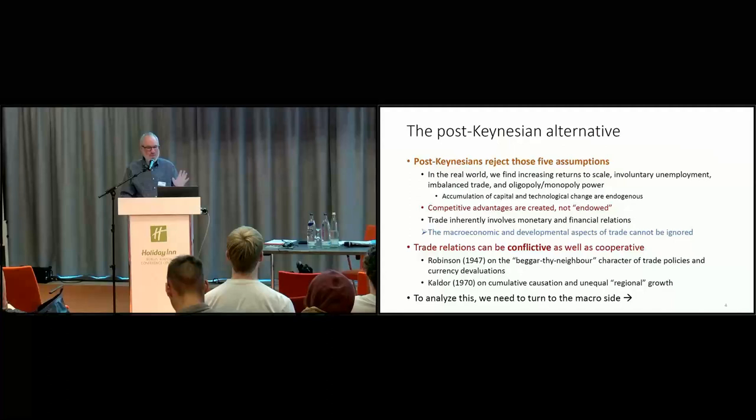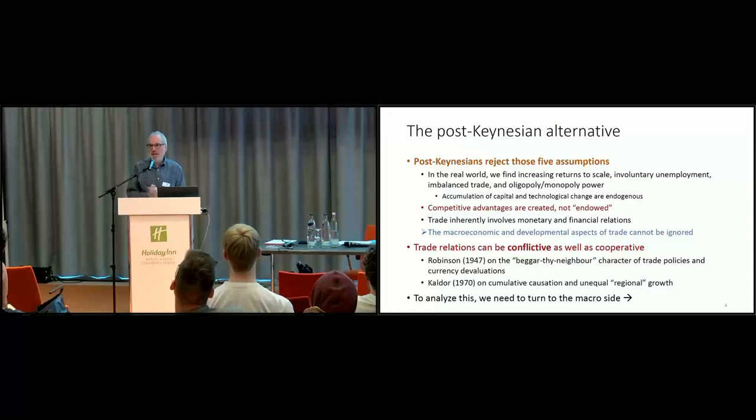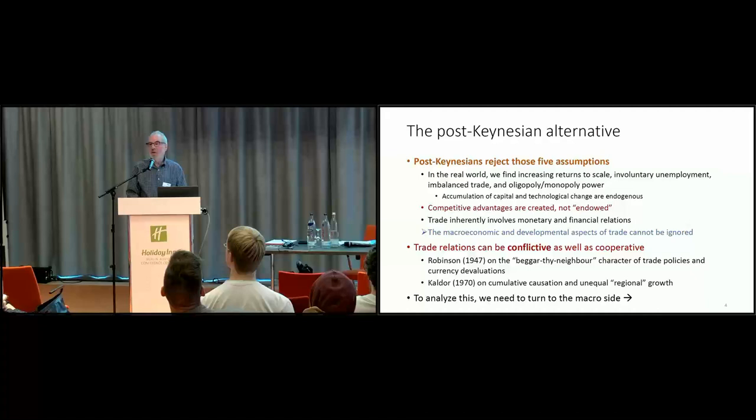So just to give a few early ideas on this, Joan Robinson, in her much neglected but really important 1947 book on the theory of employment, borrowed from Adam Smith, but updated his idea. Adam Smith said that protectionism was beggar my neighbor, and she called all sorts of trade policies, and especially currency policies like devaluation, beggar thy neighbor policies. And then Kaldor, when he began his work that I'll talk about more in a few minutes on cumulative causation and unequal regional growth, argued that some countries' gains could come at the expense of other countries.